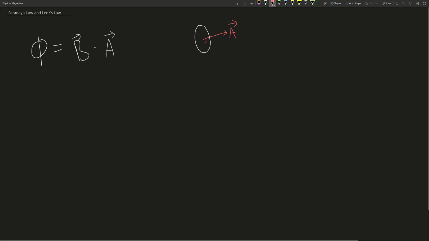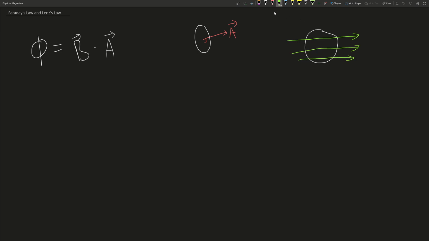So let's just say you had a loop that was flat here, so it's in the plane of this page. And then you had a magnetic field that was going across, so it's parallel to this loop. Then we know that the area vector is either going directly into or out of this page, which means that the dot product between them is equal to 0. So in this case, flux is equal to 0. And we see this is true because none of these magnetic field lines are crossing through this loop. They're only passing parallel to it.